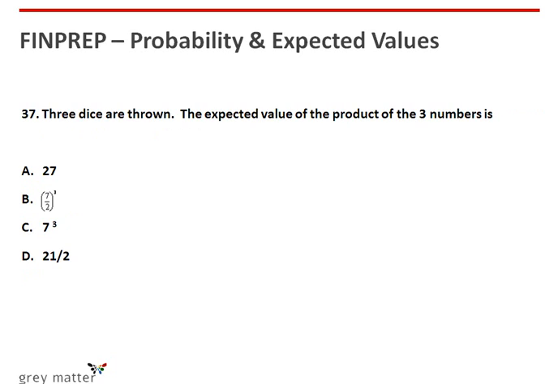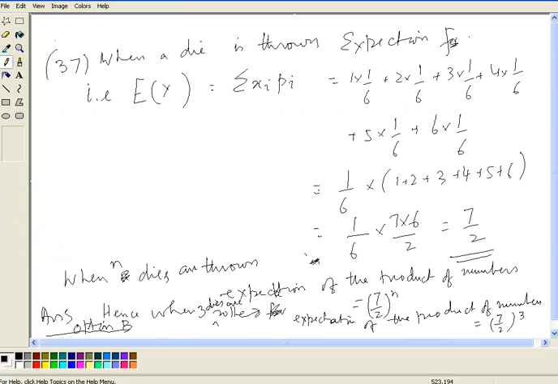37th problem, 3 dice are thrown. The expected value of the product of the 3 numbers is, if a die is thrown, the expectation would be worked out to be 7 by 2. If a single die is thrown, the expectation would work out to be sigma xi into pi, which works out to be 7 by 2.